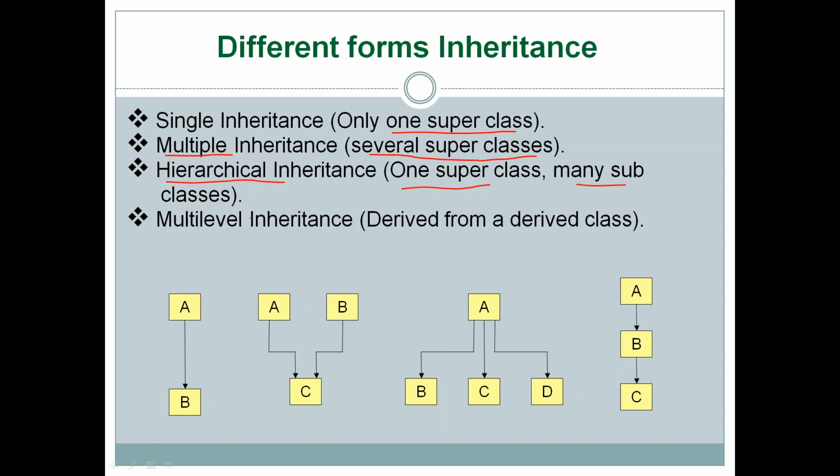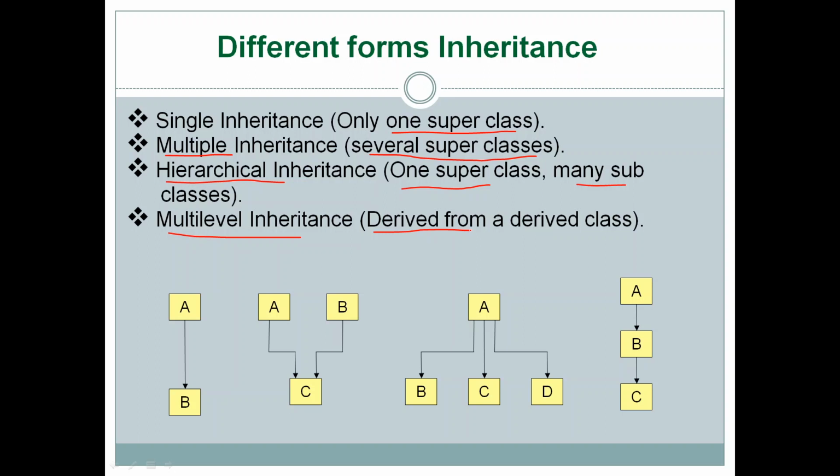Then we have multi-level inheritance. In multi-level inheritance, we derive from a derived class. So we inherit from a class which is inheriting from some other class, that is multi-level inheritance. And the same has been demonstrated here with a diagram. So let us look at this diagram.